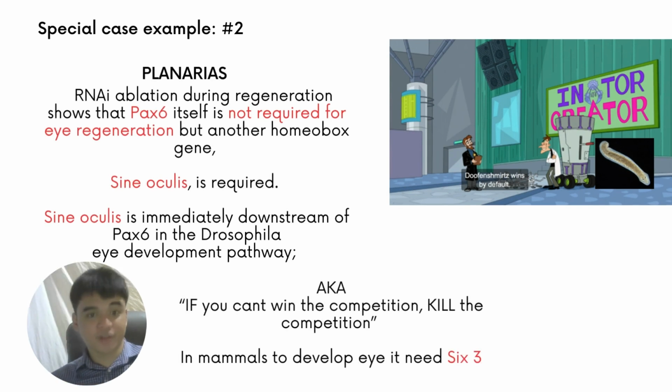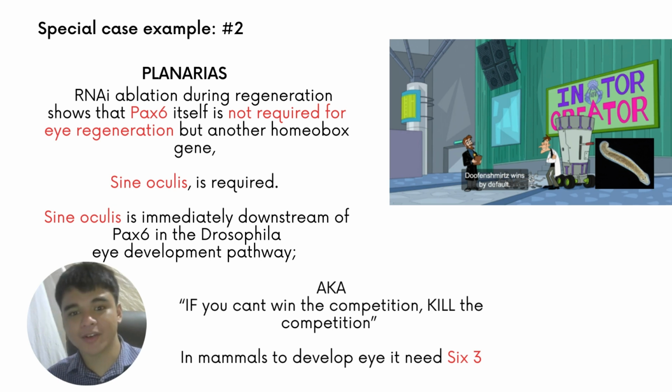And so we have special case 2 of 2. So we have the planarian, our favorite lovable animal that we never harm. And now this time they cut it once again to see which gene induces eye development. And they found out PAX6 is not the eye development gene for planarians. And it apparently needs Sine oculis, which is what they require.